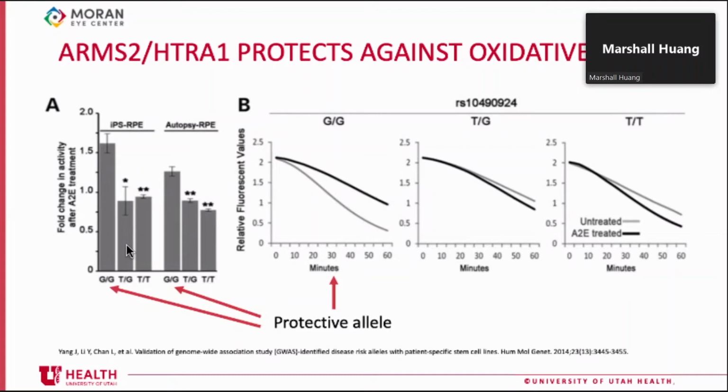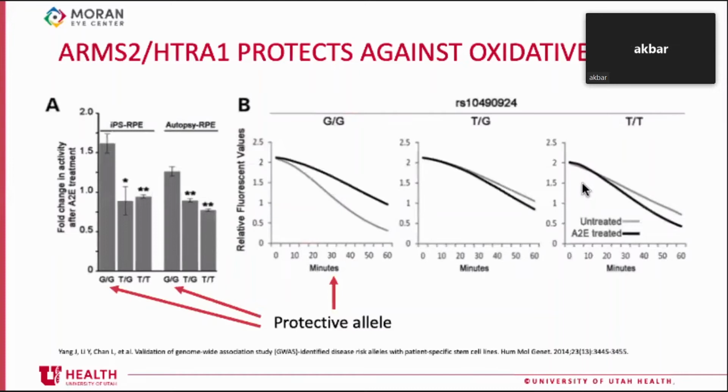Figure B shows the antioxidant activity of human RPE cells before and after the addition of A2E. There's an increase here in the antioxidant capacity in response to oxidative stress in RPE cells with the protective allele, but a decrease in the risk alleles.